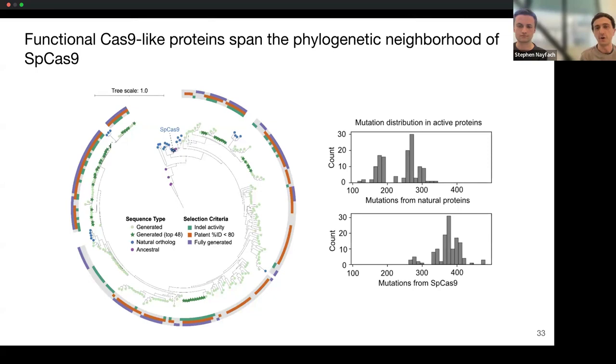Overall, there were many of the generated sequences that were active, even exceeding 400 mutations from SP-Cas9, and hundreds of mutations from any natural sequence in the CRISPR-Cas atlas. And so these active proteins are very distinct from both the canonical gene editor SP-Cas9, as well as anything that has been observed in nature.